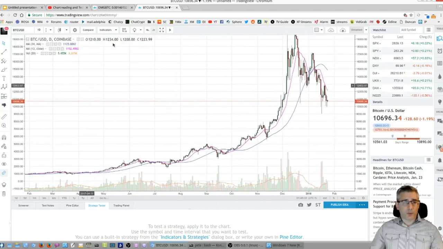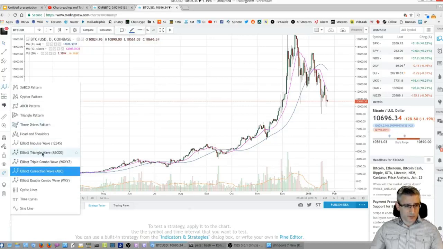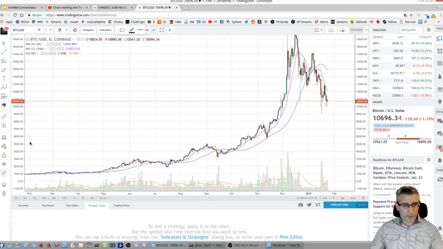Okay, so follow along with me here. I'm going to grab the tool and select Elliott Impulse Wave. You always start at the bottom, usually the beginning of a rally. I can start from here, I can start from here, I can start from here. But I'm going to start at the very, very bottom because we want to get a long-term view of Bitcoin. So I'm going to mark 0 there.